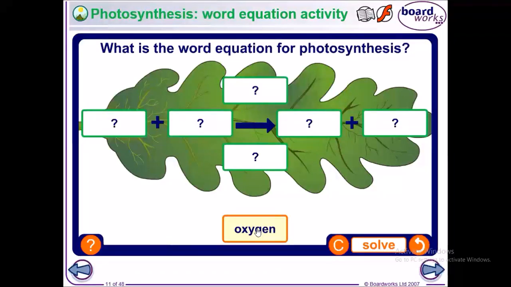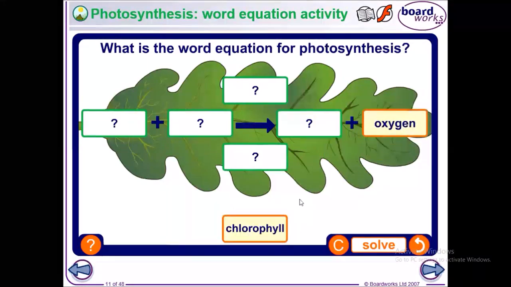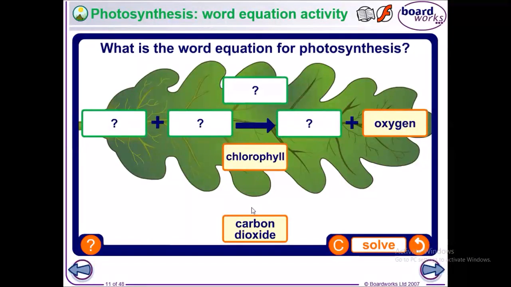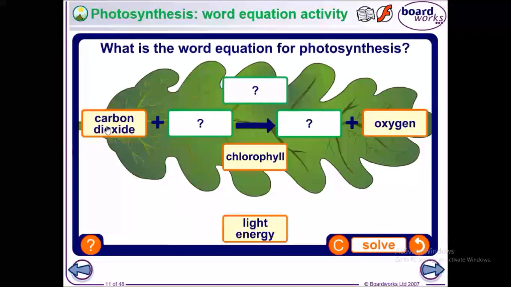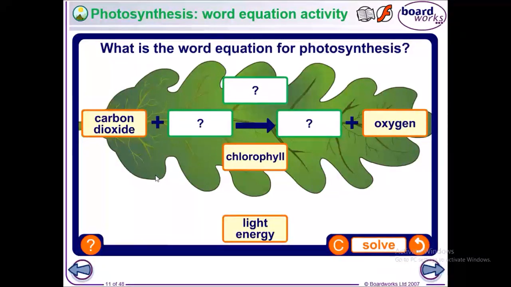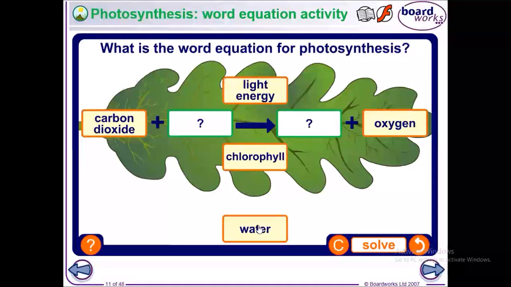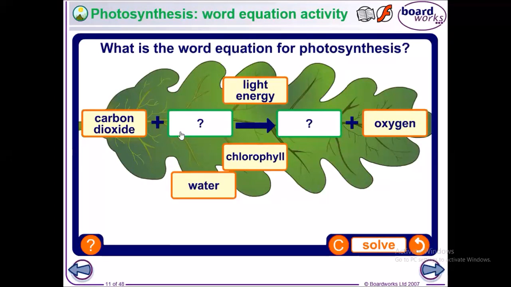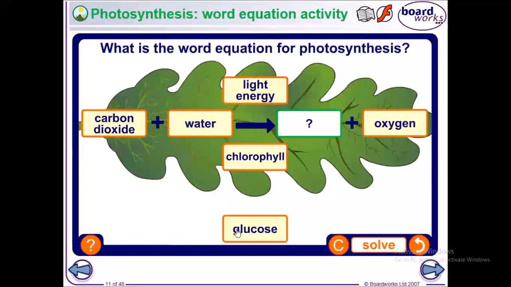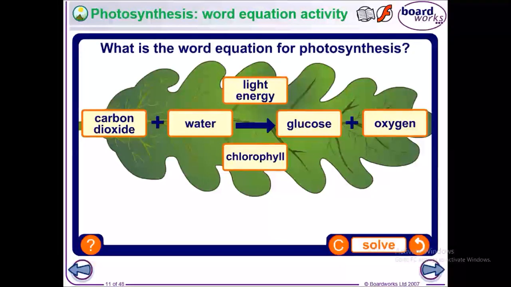Okay, so we can solve this one here. Oxygen is a product. Chlorophyll is a helpful thing because it's the one responsible for absorbing the sunlight. Carbon dioxide is a must. It's like the air that the plants breathe in. Light energy is also a must because without it, the plants will be so unhealthy and will be yellow actually, not greenish, like in a healthy way. Water is a must. Without water, the plants cannot grow. And glucose, which is also called sugar, is the food for the plant.